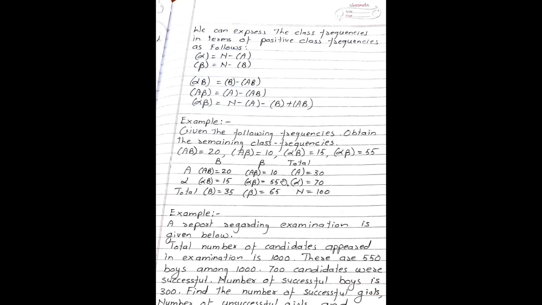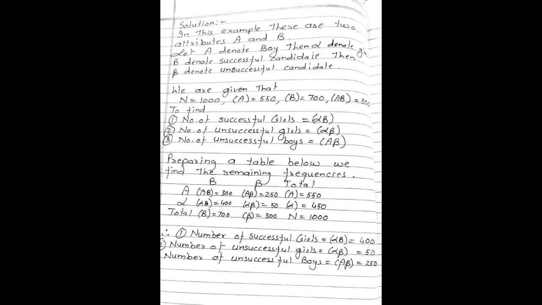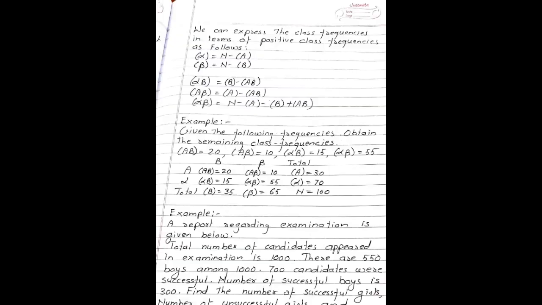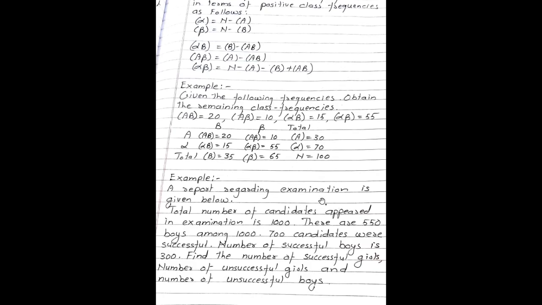Second example. A report regarding examination is given below. Total number of candidates appeared in an examination is 1000. There are 550 boys among 1000. 700 candidates were successful. Number of successful boys is 300. Find the number of successful girls, number of unsuccessful girls and number of unsuccessful boys.